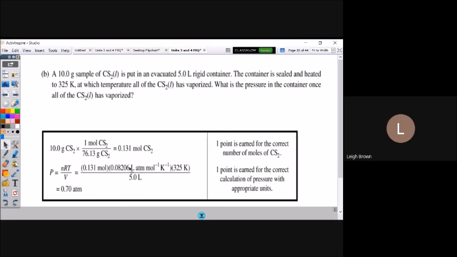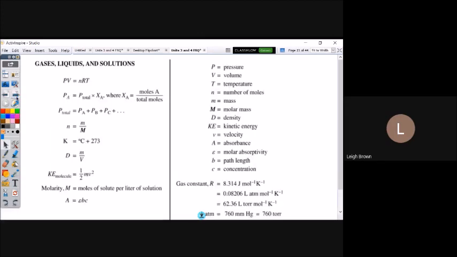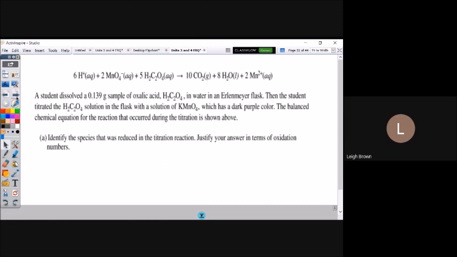If you use this R, you had to have atmospheres. If you used the other version, you had to have torr. So again, that was important. What is my point here? Units are important. Make sure your answers have units on them. Okay, there's the formula sheet. Okay, here, this is another oxidation reduction. Identify the species that was reduced. Try that quickly, and we're going to get to something different.